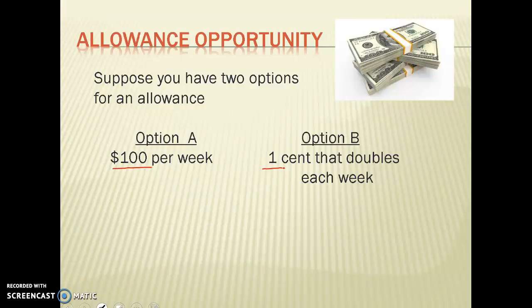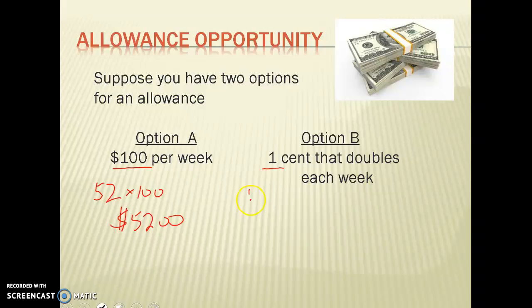Hopefully you've done that, and a lot of people would choose option A. We have 52 weeks in a year, and so if we take 52 weeks times $100, that's $5,200. So definitely not a bad plan. Very generous of your parents to offer that to you. But let's take a look at the other option and see what happens here.